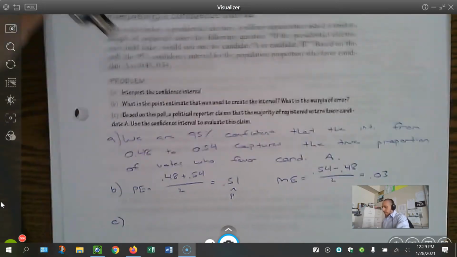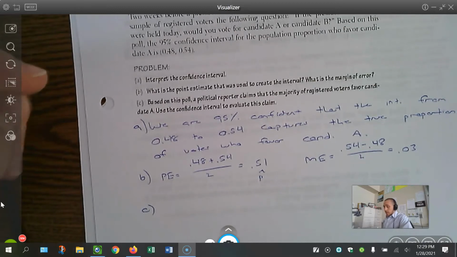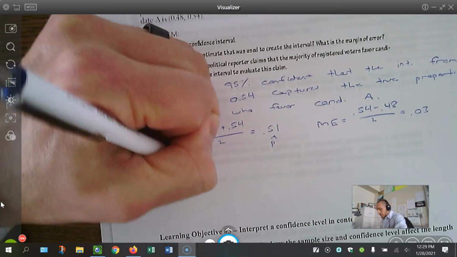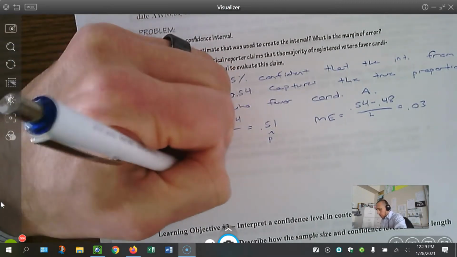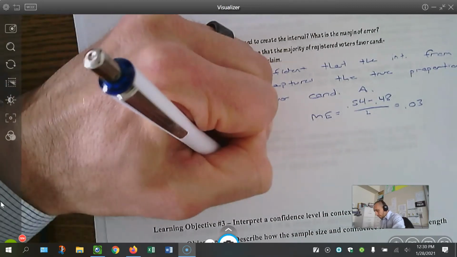Part C, they claim a majority of registered voters favor candidate A. Majority means more than 50%. So no, this confidence interval does not support that.